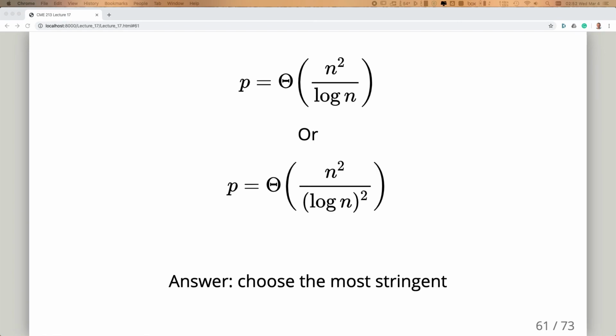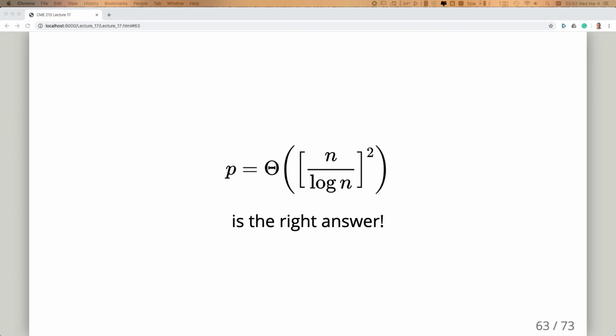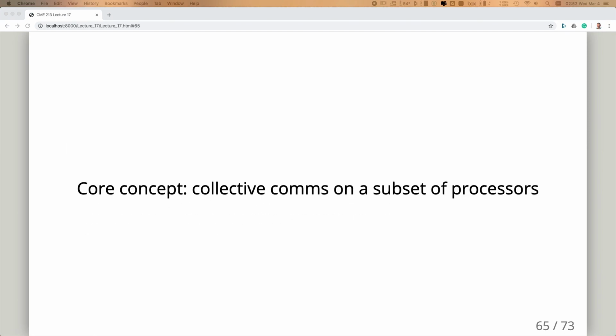Just another thing. This is another interpretation I had in the slides: once you get these two relations, you can also check which one is the most restrictive, and that is the correct one. Looking at the most restrictive answer, dividing by log squared n is the most restrictive, and so this is the correct answer.